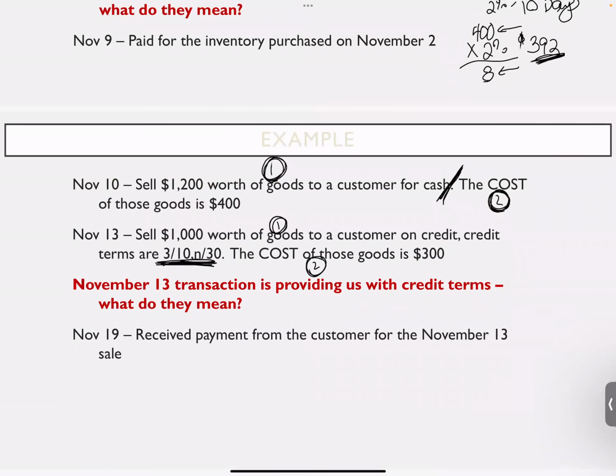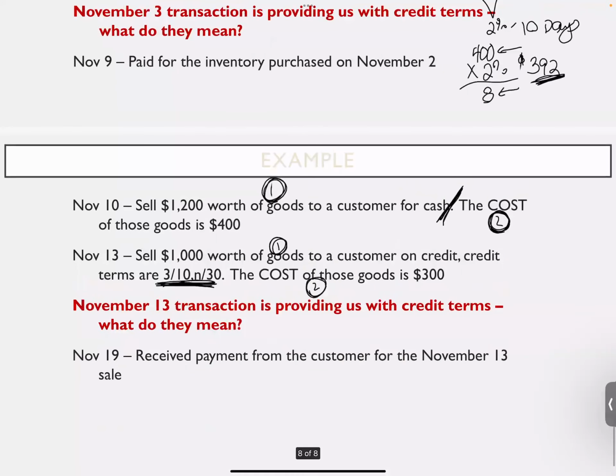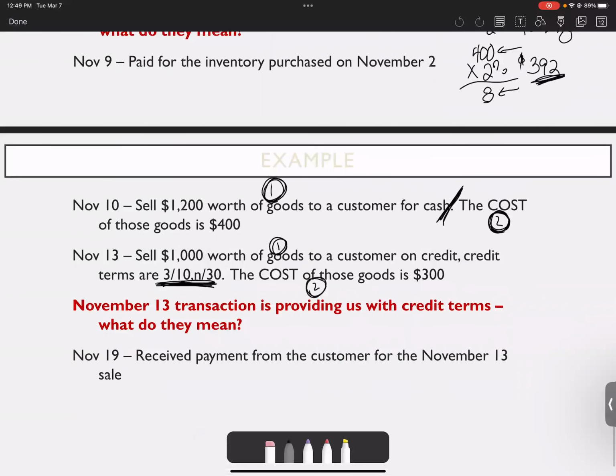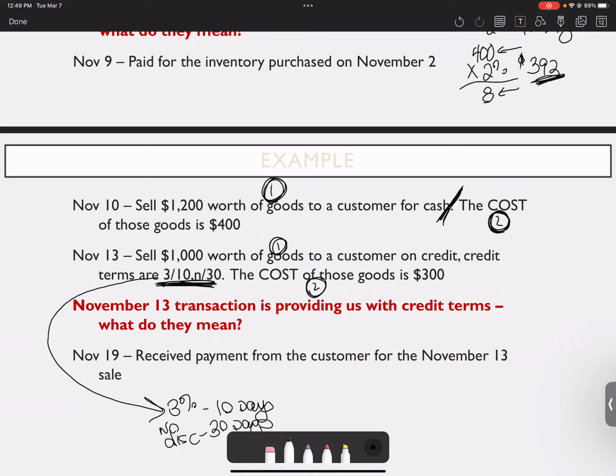What we learned in the previous video about those credit terms is that the first piece of it is giving our customer what their discount would be. If they pay within 10 days, they will receive a 3% discount. Okay, so 3% discount if you pay within 10 days. You get no discount and you have to pay within 30 days, the full amount, right? So if you don't take advantage of that discounted amount, then you actually have to pay the full amount in 30 days.